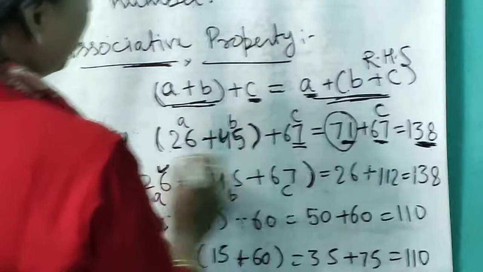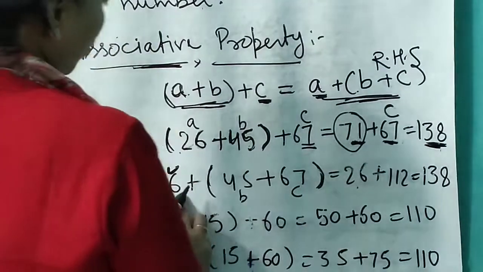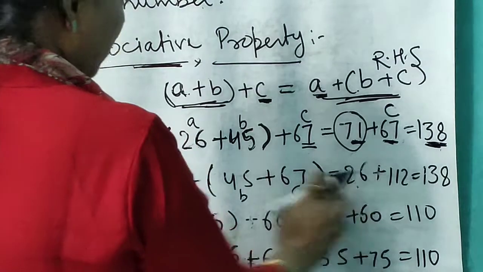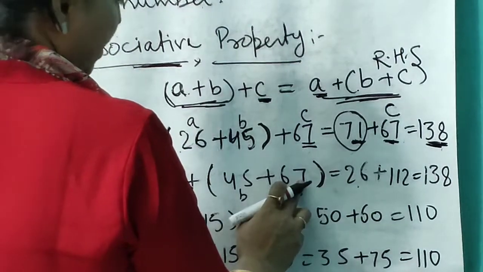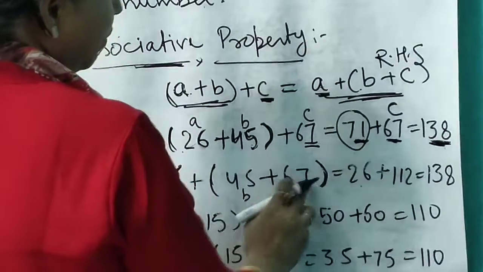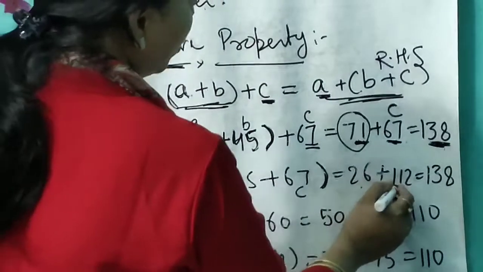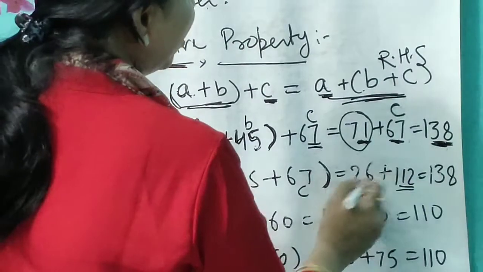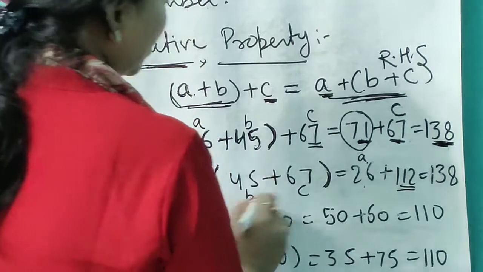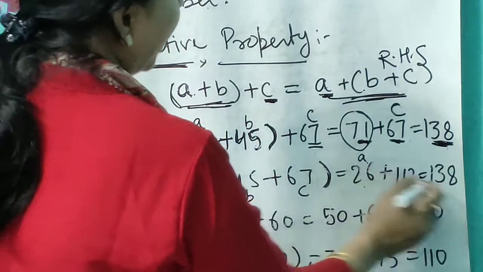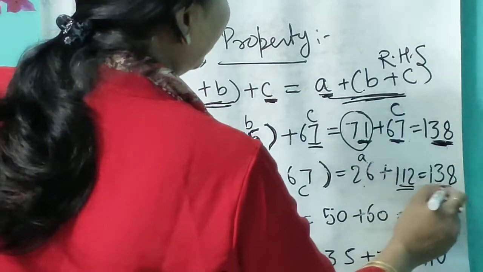And this 26 we will copy here as it is. So a is copied as it is, and 45 plus 67 is added. On adding b plus c we are getting 112. Now we are adding these two, this a and the sum of b plus c. When we add again we are getting 138.